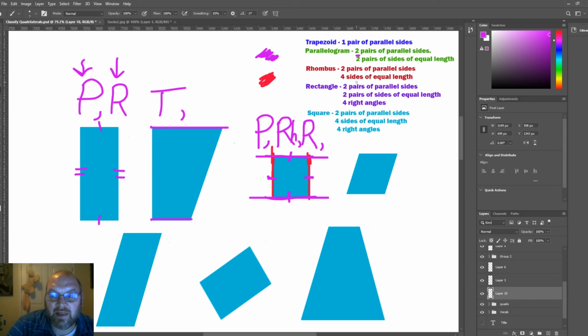So this is why they can be different quadrilaterals. This is why these shapes can be multiple things. And then four right angles. Yes. So this square is a parallelogram. It is a rhombus. It is a rectangle. And it is a square.